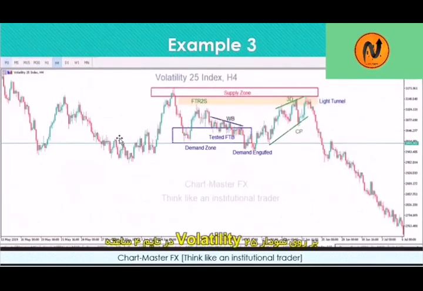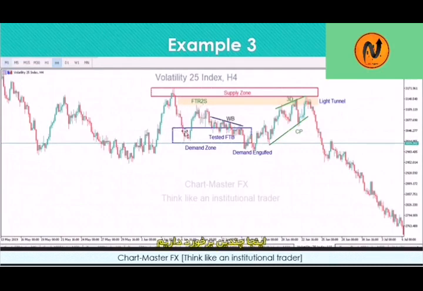In example number 3, guys, here we are on volatility 25 index on H4. As you can see, the first thing is for you to identify your demand zone. So here we have our demand zone, and the price is coming from a drop base rally.